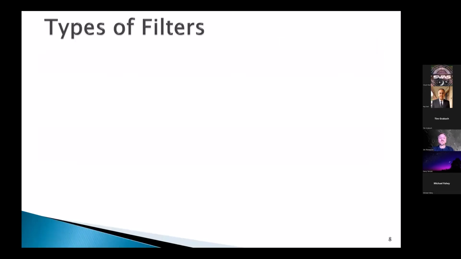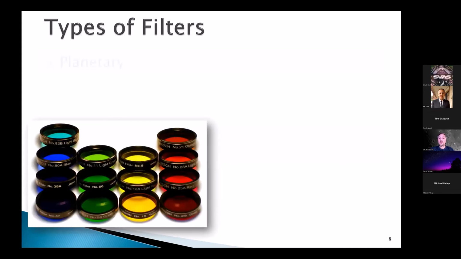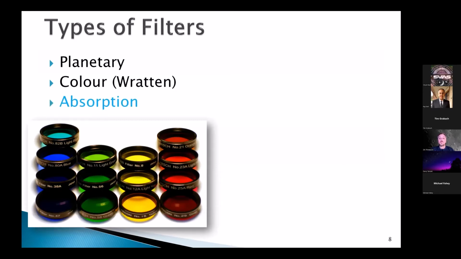There are essentially two types of filters. The first type are most commonly referred to as planetary filters, which are in essence color filters, commonly identified using the Wratten numbering system. These filters are all absorption type. They block light by absorbing it.